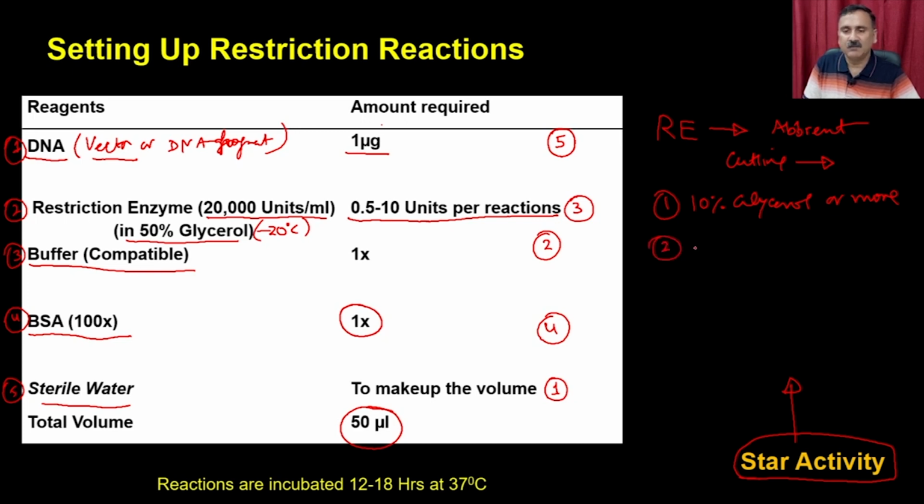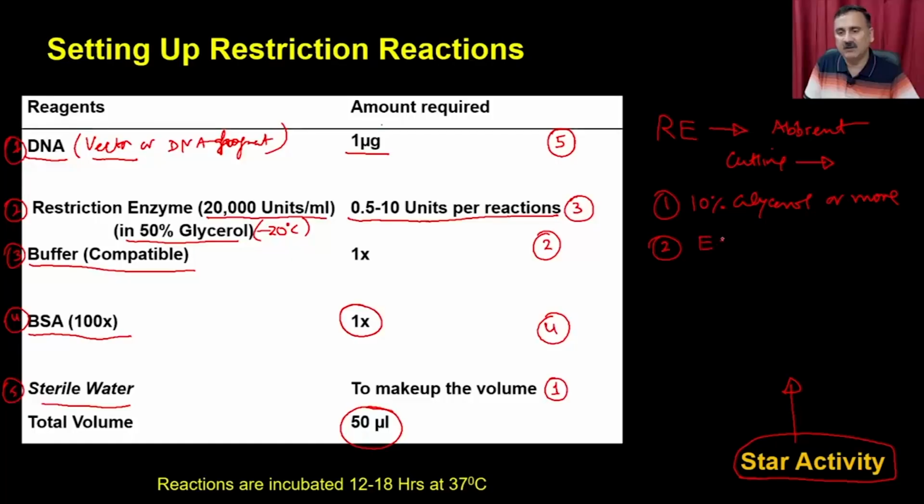Number two, if you are taking a combination of some enzymes, for example EcoR1, EcoR1 is known to show the star activity. So if you take EcoR1 versus other enzymes like XbaI, in that case there is a chance that EcoR1 will show you the star activity. What is meant by star activity is that it is going to give you aberrant cutting.